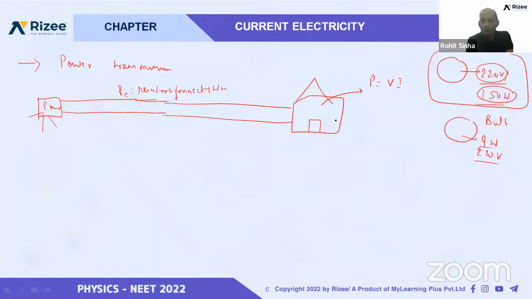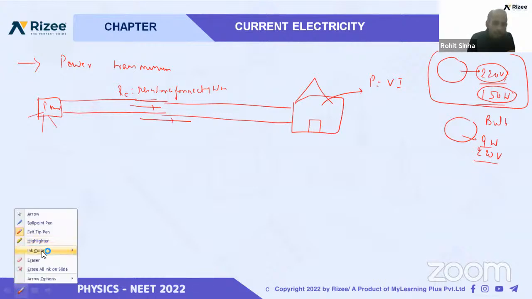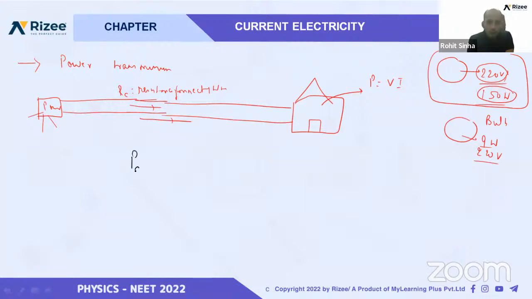Now we know that P is equal to VI, and suppose current is flowing through the connecting wire. What will happen? Let me change the color of the pen. Now, the power consumed or wasted in this connecting wire will be equal to I square into RC.